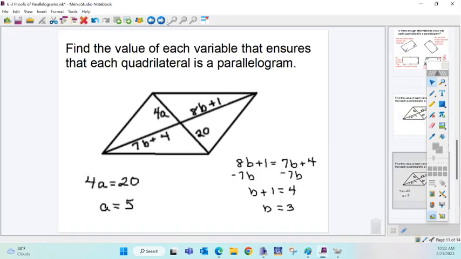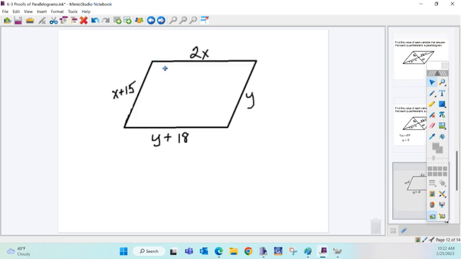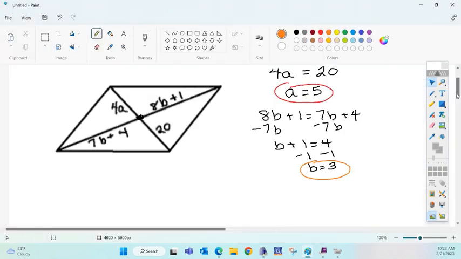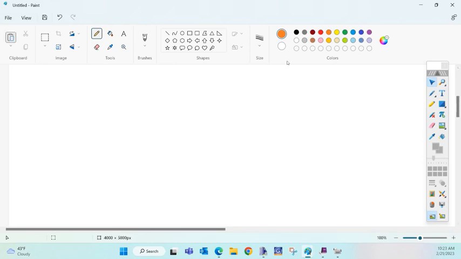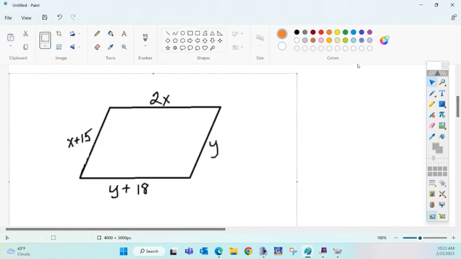So this is the one we just did. A is 5, B is 3. Then we have this one to deal with. So let's think that through. Paste it in so we can see it happening. Once again, we want to see if we've got a parallelogram. So what has to be true about these numbers? This one will be a little bit harder to find. X plus 15 equals y.